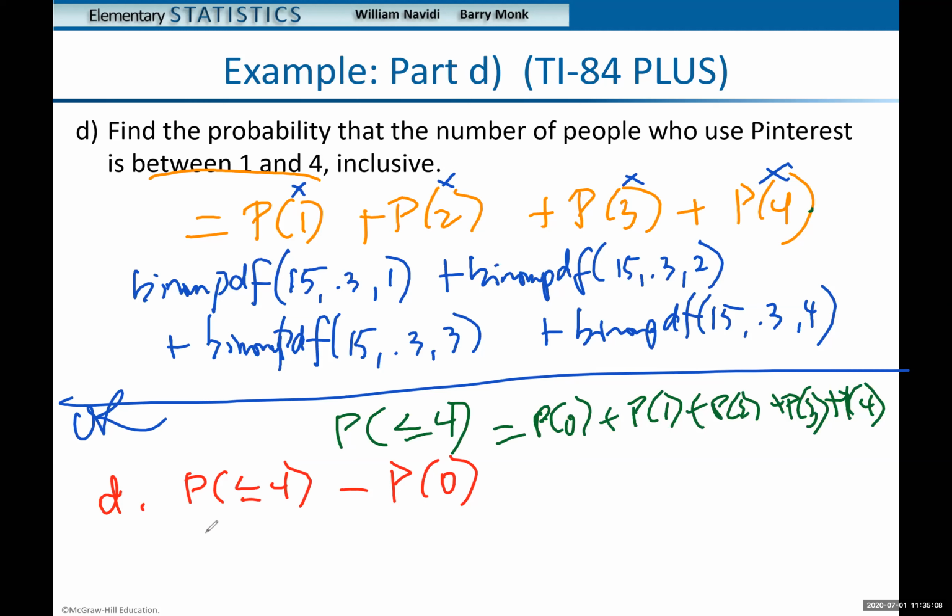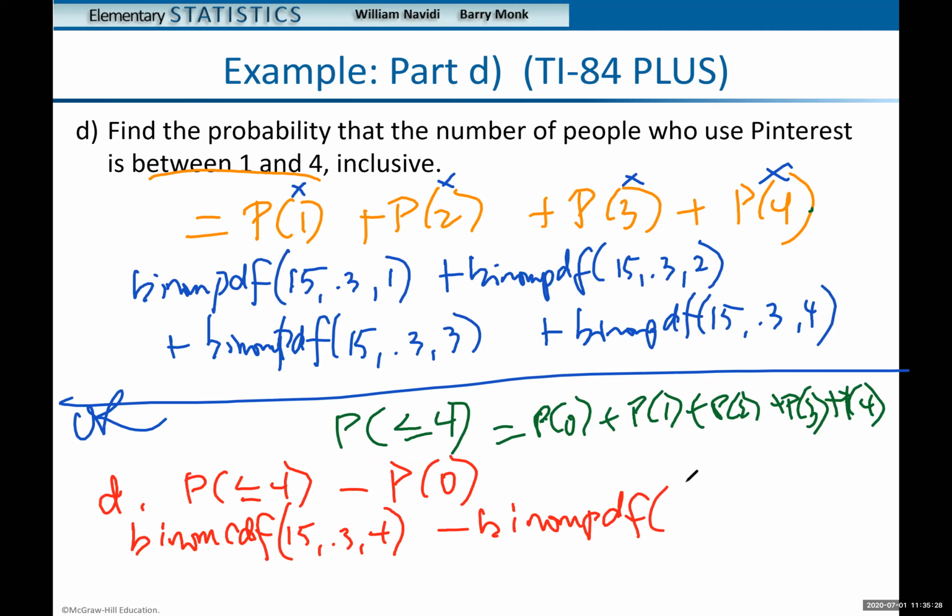Because less than or equal to 4, all you have to do here is use binom CDF. You're going to get 15, 0.3, 4 here, minus P of 0 exact. So you use binom PDF of 15, 0.3, and 0. And you will get the answer here. So try that, two binoms: binom CDF and binom PDF.